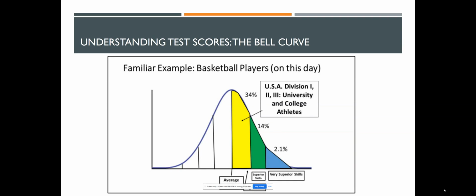The next section, 34% on the bell curve, you're going to find basketball players who play in Division I, Division II, Division III college level. They have a very high skill level.